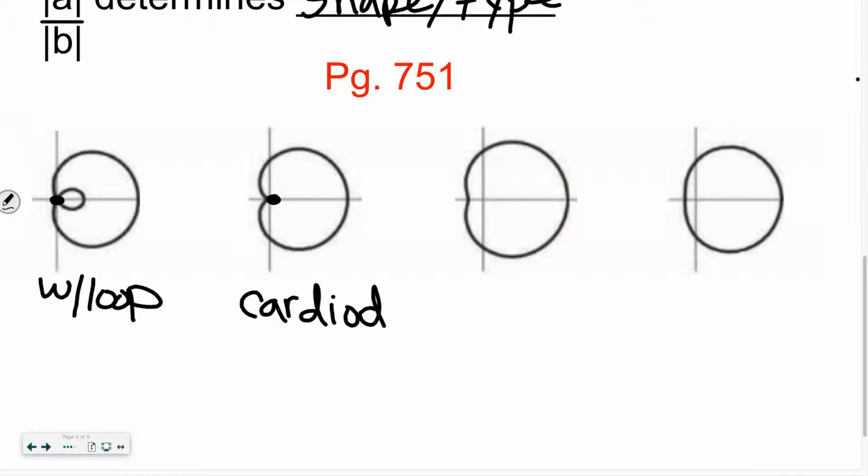Okay, this is called a limacon with a dimple. So think about when you smile, if you have a dimple, it indents in your cheek, right? I always wished I had dimples.